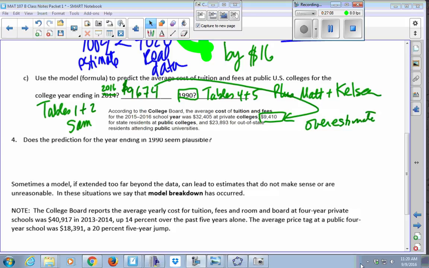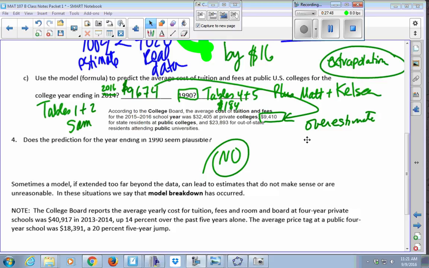It's pretty darn close. And what did we have for 1990? Tables 4 and 5. Yep, Cornelia. $184. So does the prediction for the year ending in 1990 seem plausible or realistic or reasonable? No. And this is something you always have to be aware of. We have a data set that goes from 2000 to 2010. When you go beyond that data set, that's called extrapolation. What we just did here is called extrapolation.